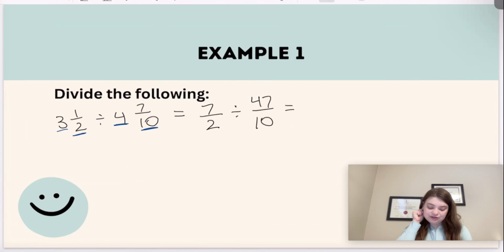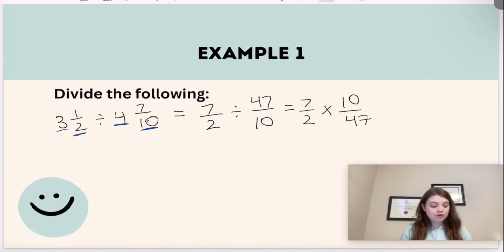Then the next step is to keep the first one as is. So 7 over 2 stays 7 over 2. I'm going to switch the division sign to a multiplication sign. And then I'm going to flip the 47 over 10 to 10 over 47.